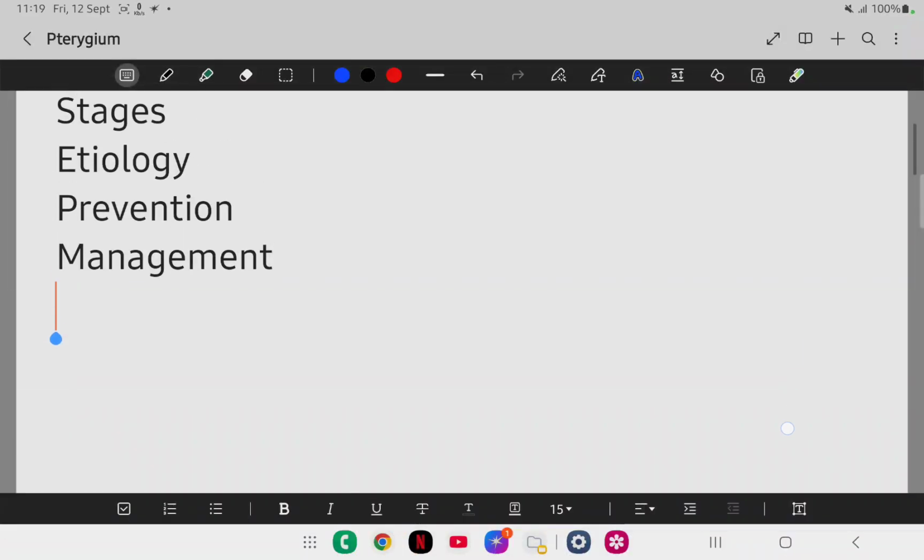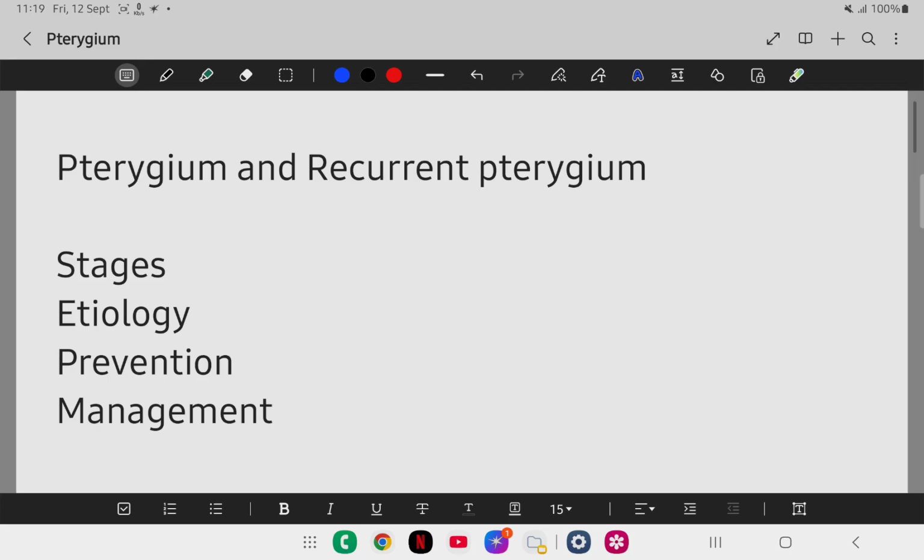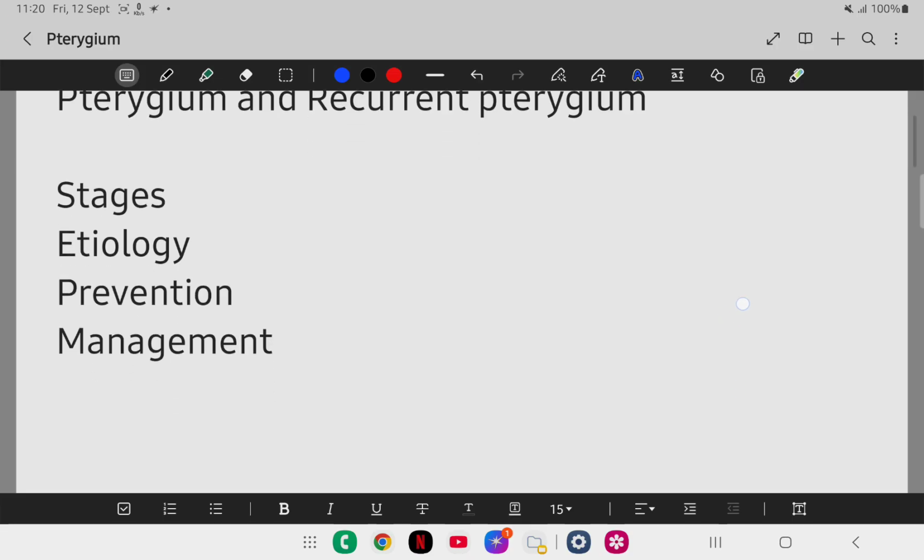Hello, in today's class we'll be discussing pterygium and the staging of pterygium. The staging will be based on morphological features and the extent, and also regarding recurrent pterygium: the mechanism of recurrent pterygium, its grading, prevention and management. So let's start with what is pterygium.